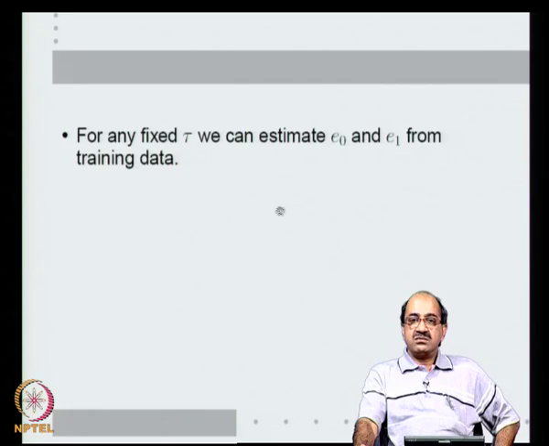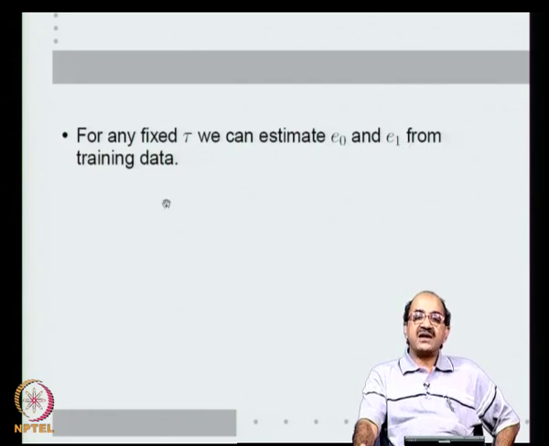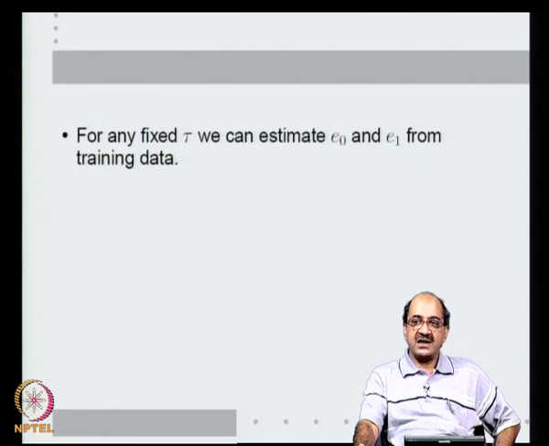For any fixed tau, we can estimate E 0 and E 1 from the training data. I can fix a tau, and calculate from the training data how many are correctly classified and how many are wrongly classified. I can detect the two kinds of errors, and hence get the fraction of errors, and that is my estimated probabilities. So, I can estimate E 0 and E 1 from the training data, right.